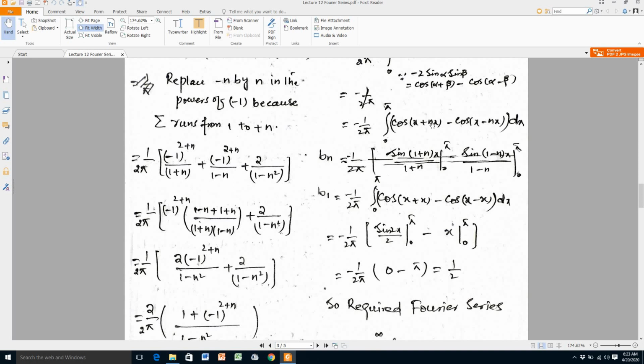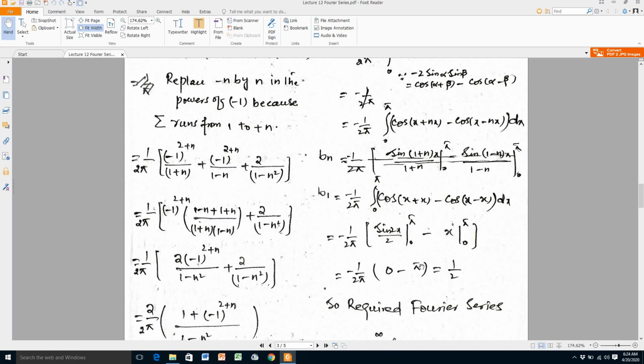I am substituting here n is equal to 1, and here cos 1 minus x, cos x minus x, you see here, and cos 2x divided by 2, and we evaluate it from 0 to pi, then minus cos 0 is equal to 1, and its integral is x. So you see here, when I evaluate this sine at pi and 0, we get 0, and when you evaluate this x at pi and 0, you get pi.